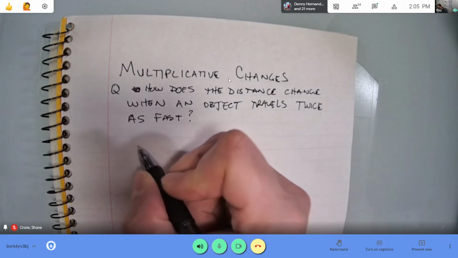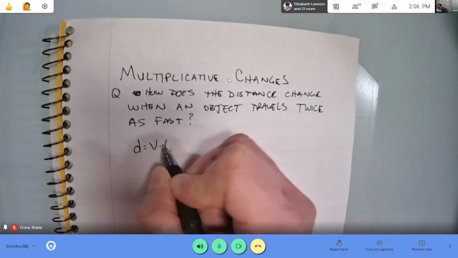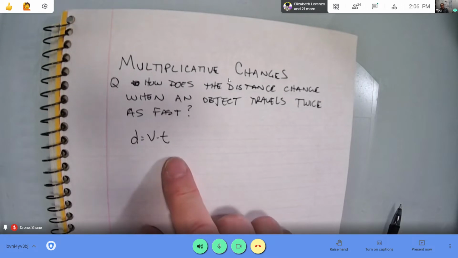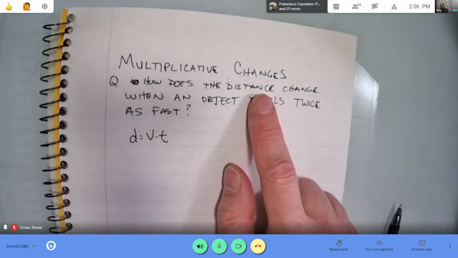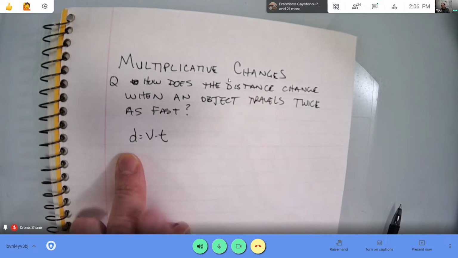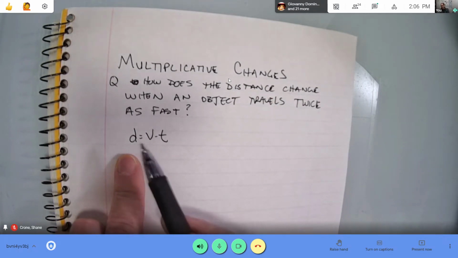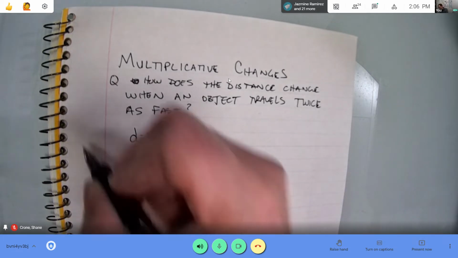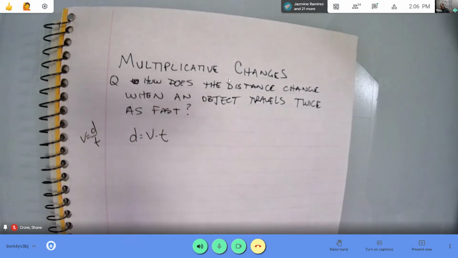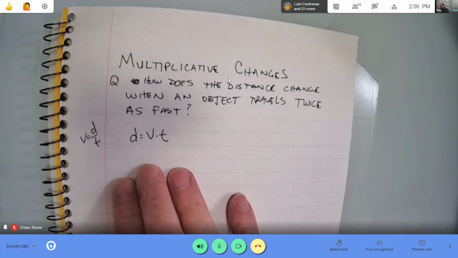Okay, so the original equation would be this. One thing really important to understand is that I have already solved it for d, because d is the subject of my question. I want to know what happens to d, and the easiest way for me to see what happens to d is to make sure that everybody else is over on the other side. Okay, so the equation is v is equal to d over t. But because the question is asking about the distance, I want to solve it for the distance, and then I'll make an adjustment to this guy. Okay, so that is my original distance.